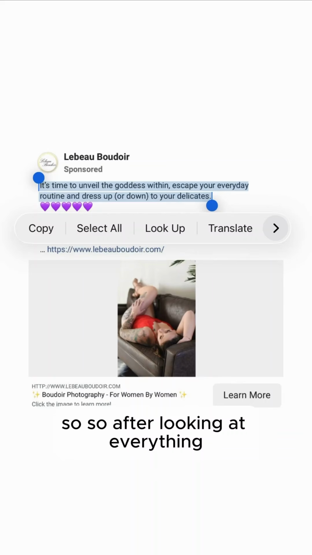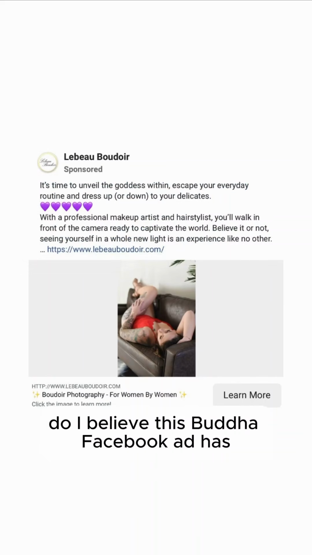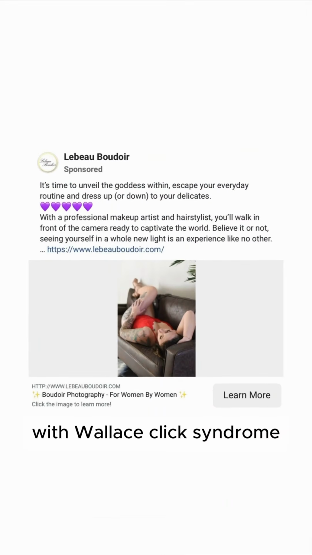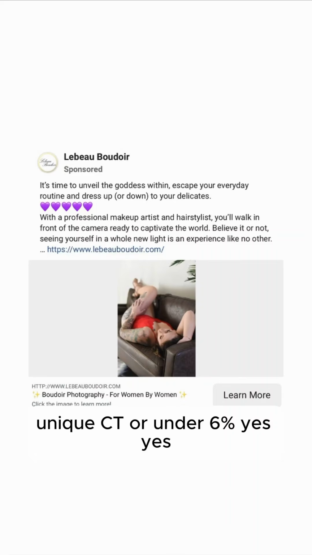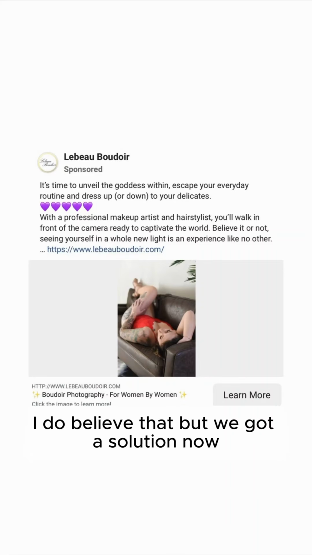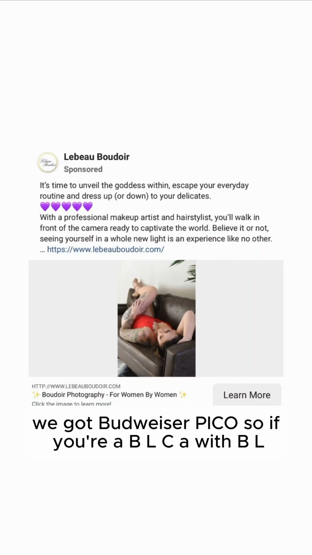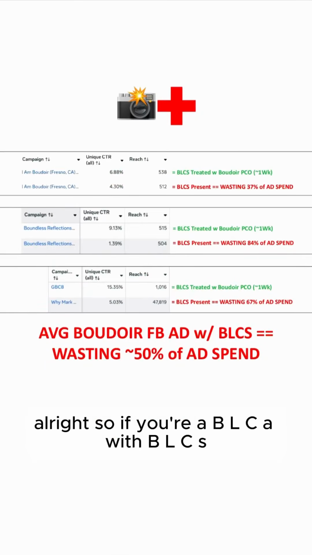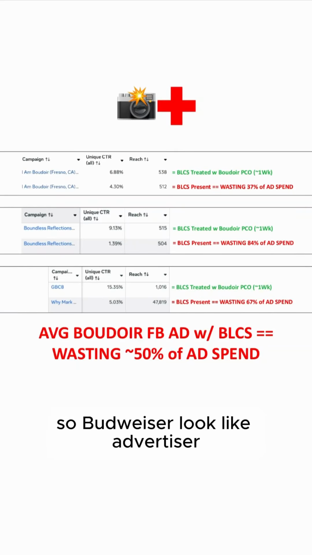So after looking at everything, do I believe this boudoir Facebook ad has boudoir low click syndrome, unique CTR under 6%? Yes, I do believe that. But we got a solution now. We got Boudoir Pico.